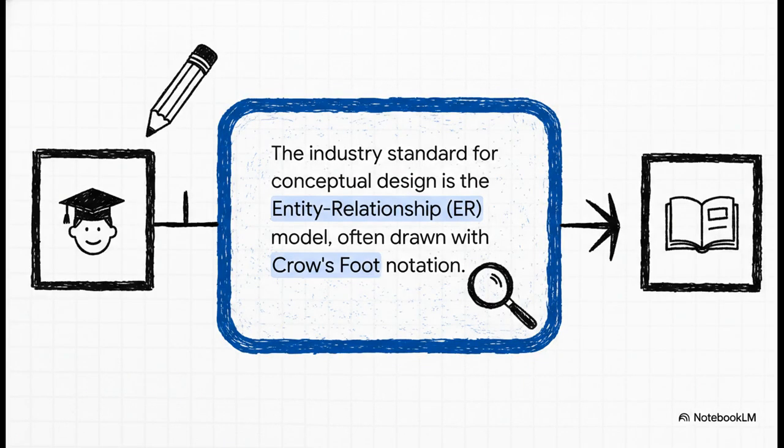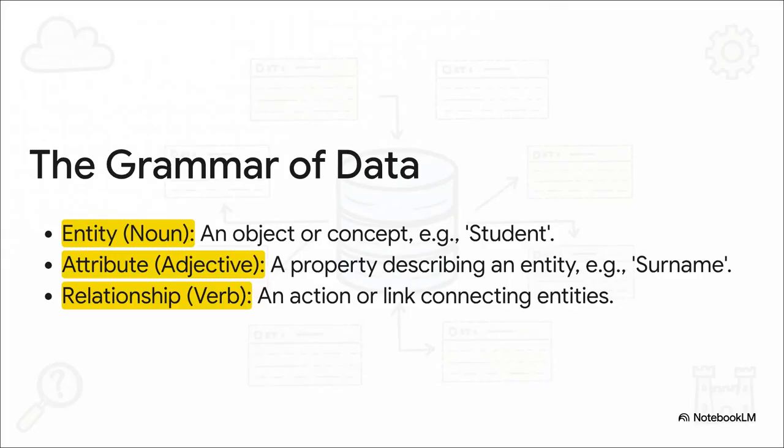Now, to create that first conceptual sketch, data architects all around the world use a standard tool. It's called the Entity Relationship Model, or just ER model for short. You can think of it as the universal grammar for describing data. And this grammar is surprisingly simple. It really just boils down to 3 things.